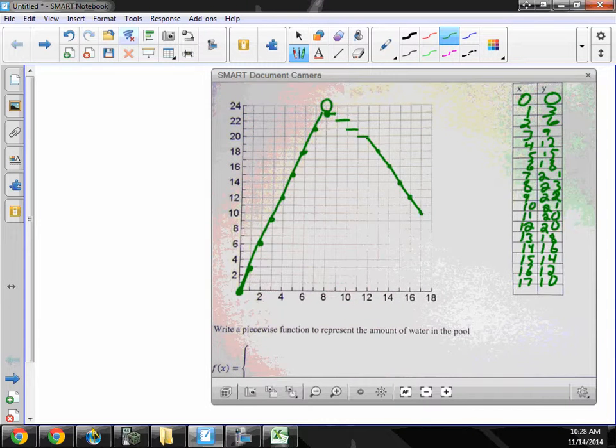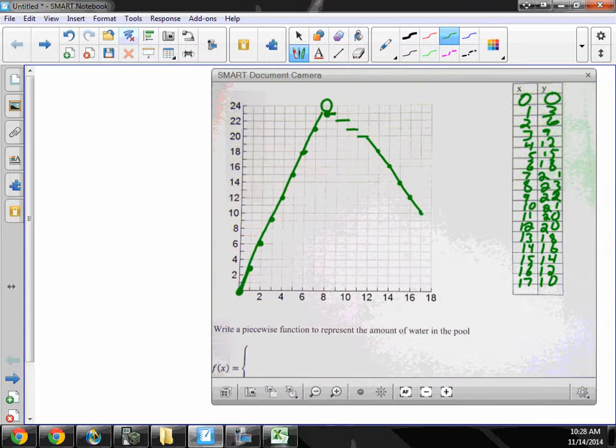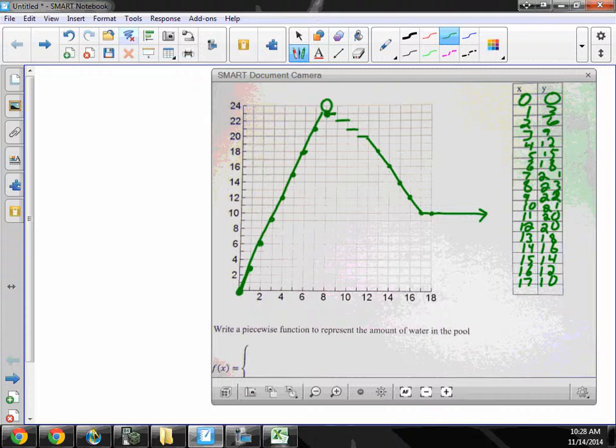So once I plug the leak, what's going to happen to that graph? It's going to level out. How much is in the pool at 18 minutes? Still 10 gallons. What about 19 minutes? It would still be 10 gallons. So this line is going to go over like that. So (18, 10).